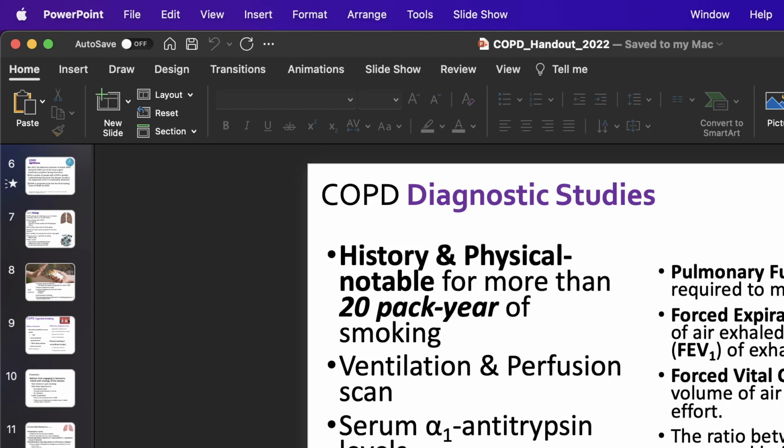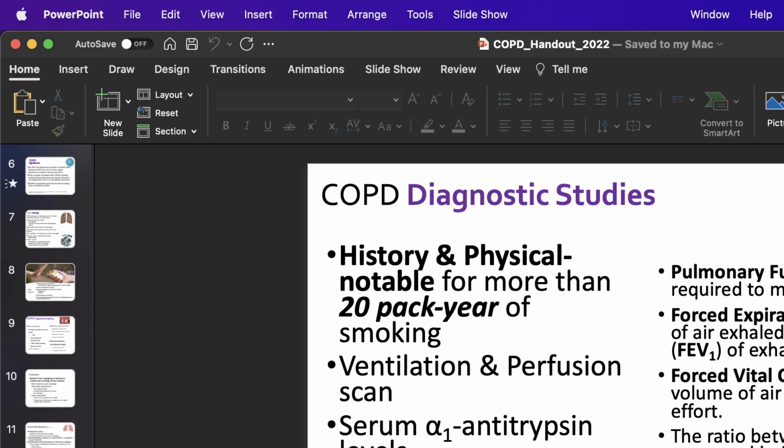O2 sats, the CBC, we're looking again at that white count trend. Chest x-ray if we're concerned about a pneumonia. Pulmonary function test, the forced expiratory volume, the FEV1, again, is done in the pulmonary lab. It's the amount of air they blow out forcefully into the mouthpiece of a spirometer in 1 second's time.